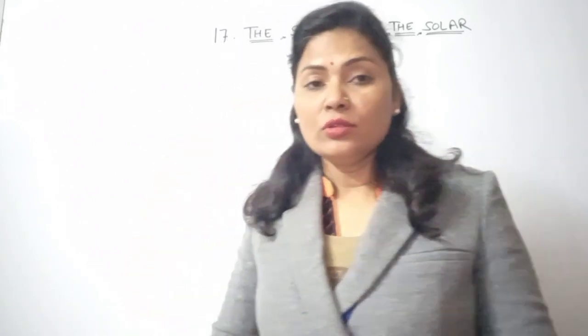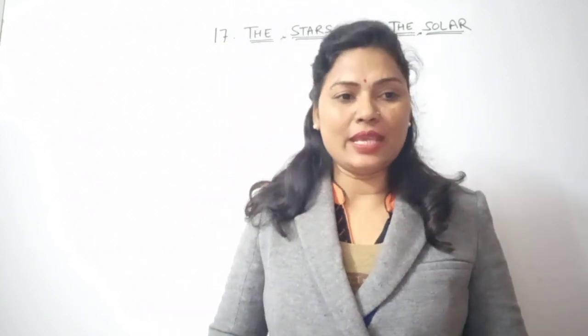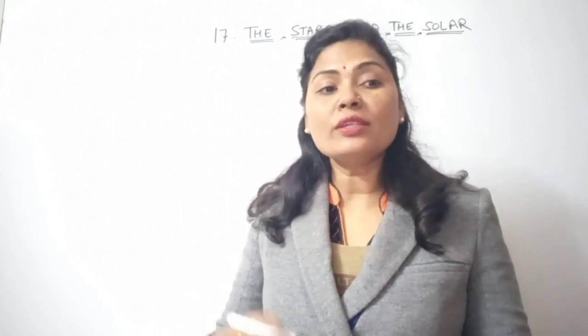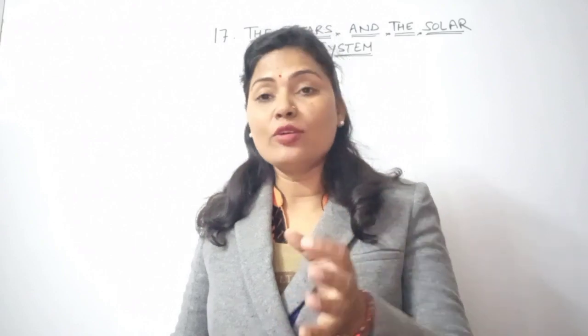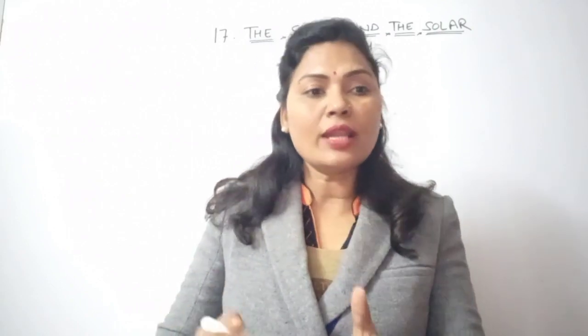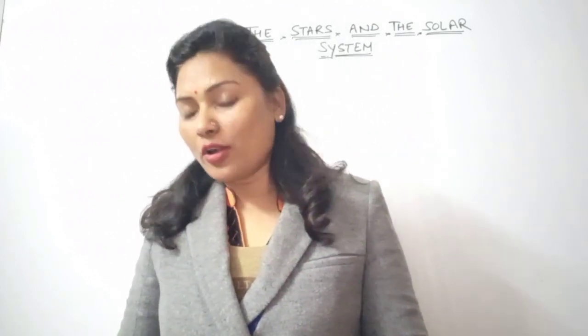Now, do you know what planets are? Planets are celestial objects that revolve around the sun, and they do not have their own light. They reflect the light of the sun. That's why the moon looks very bright, because of the reflection of the sun's light. Planets do not twinkle, are smaller than stars, and are mostly made of rocks.